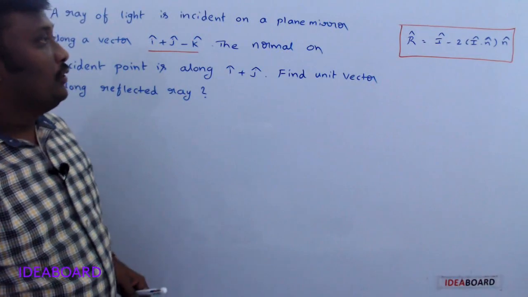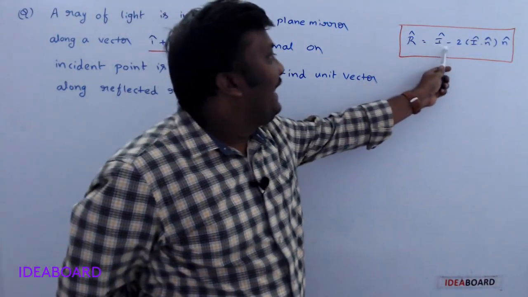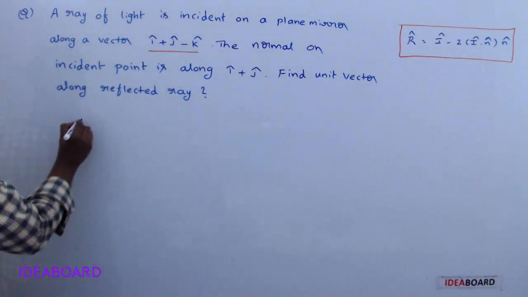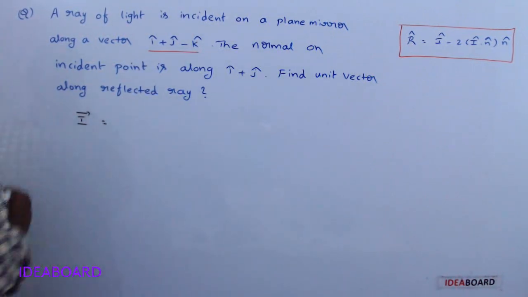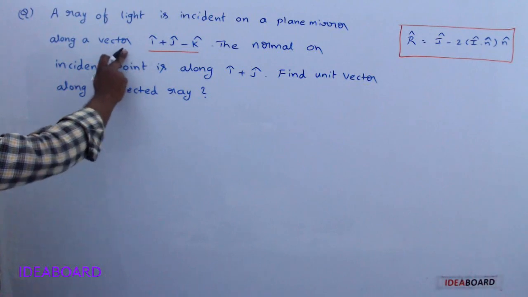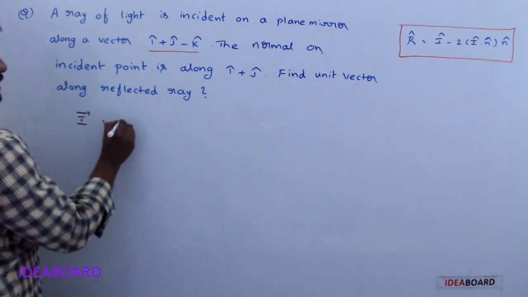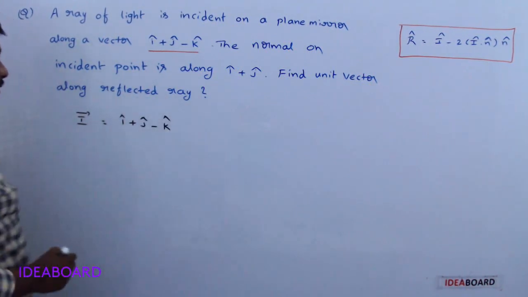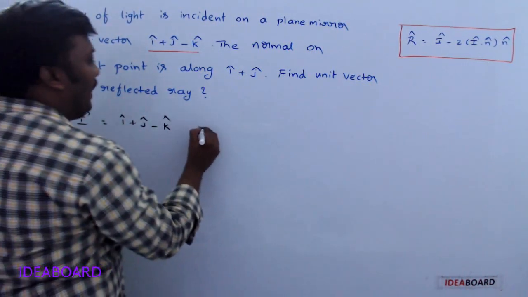Okay, so in this we need i cap and n cap first. According to the given question, they said i bar, the vector, is not a unit vector. So the vector is given as i bar plus j bar minus k bar. So what is the value of i cap?